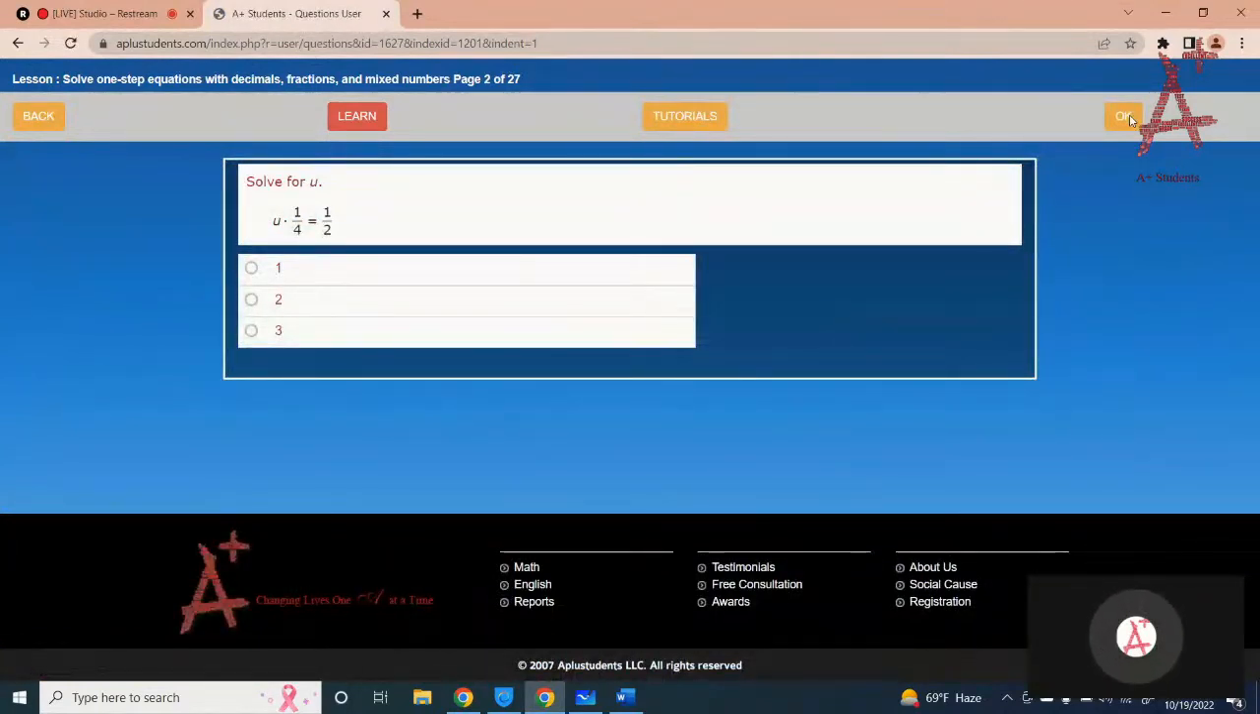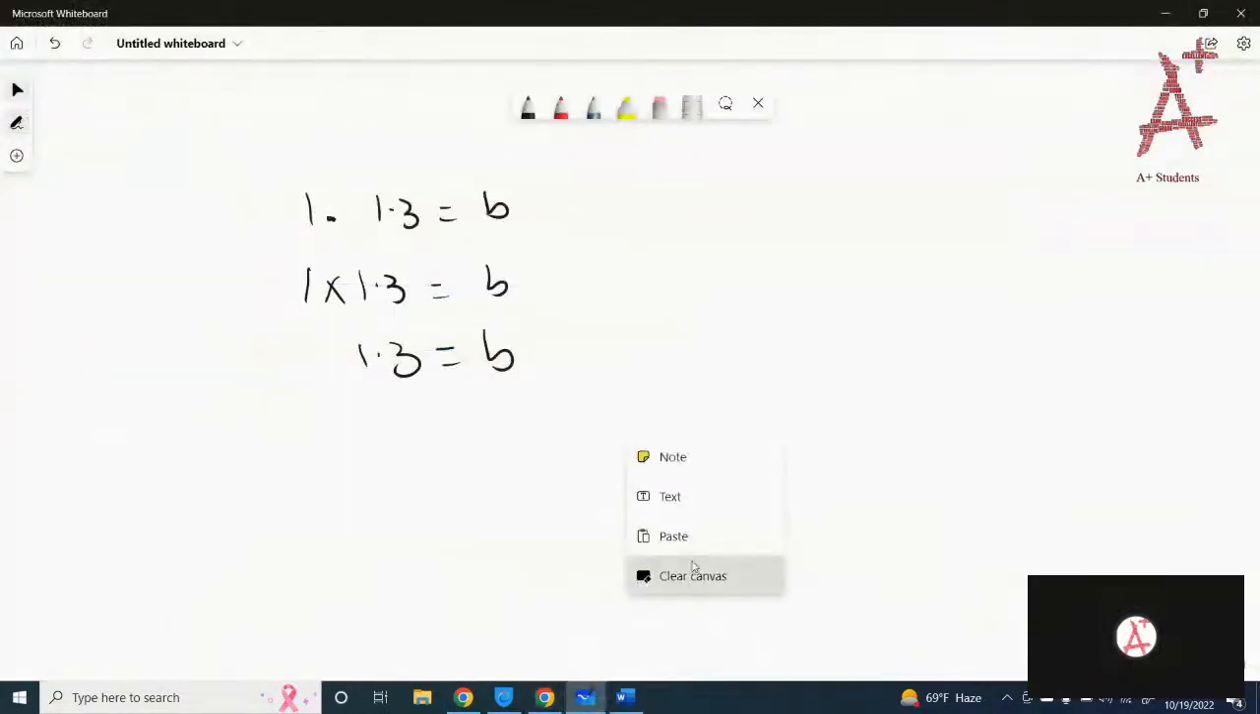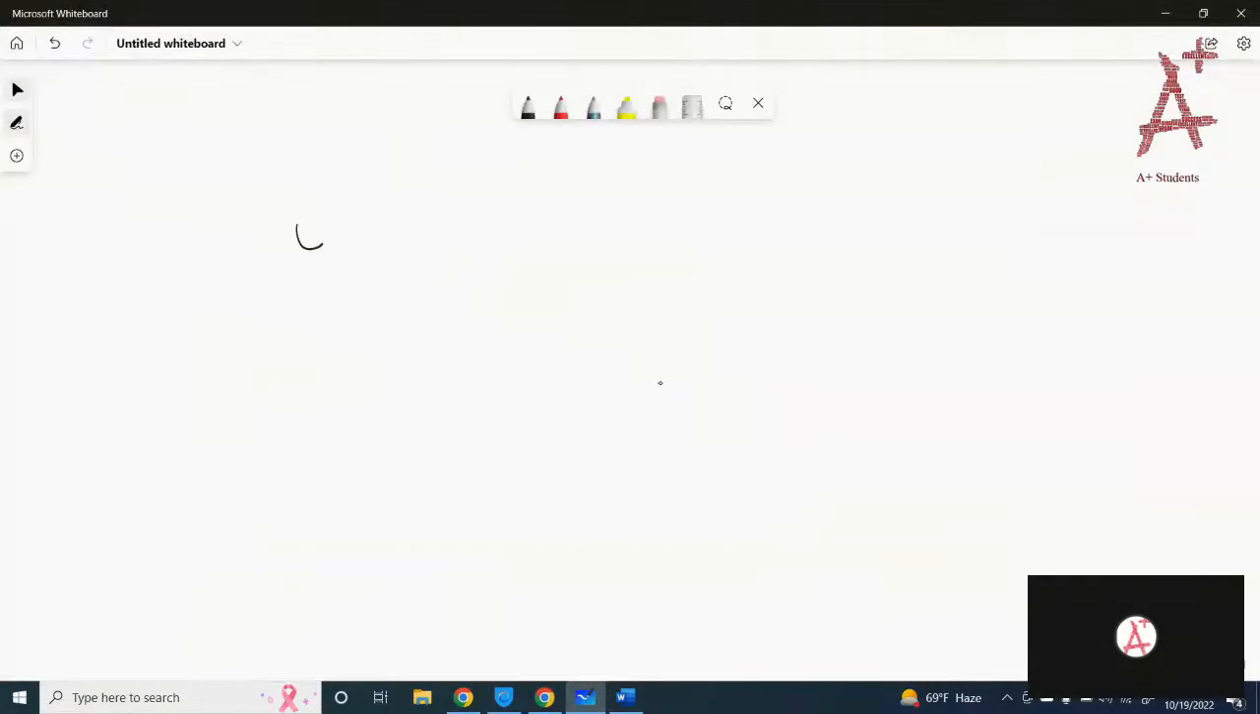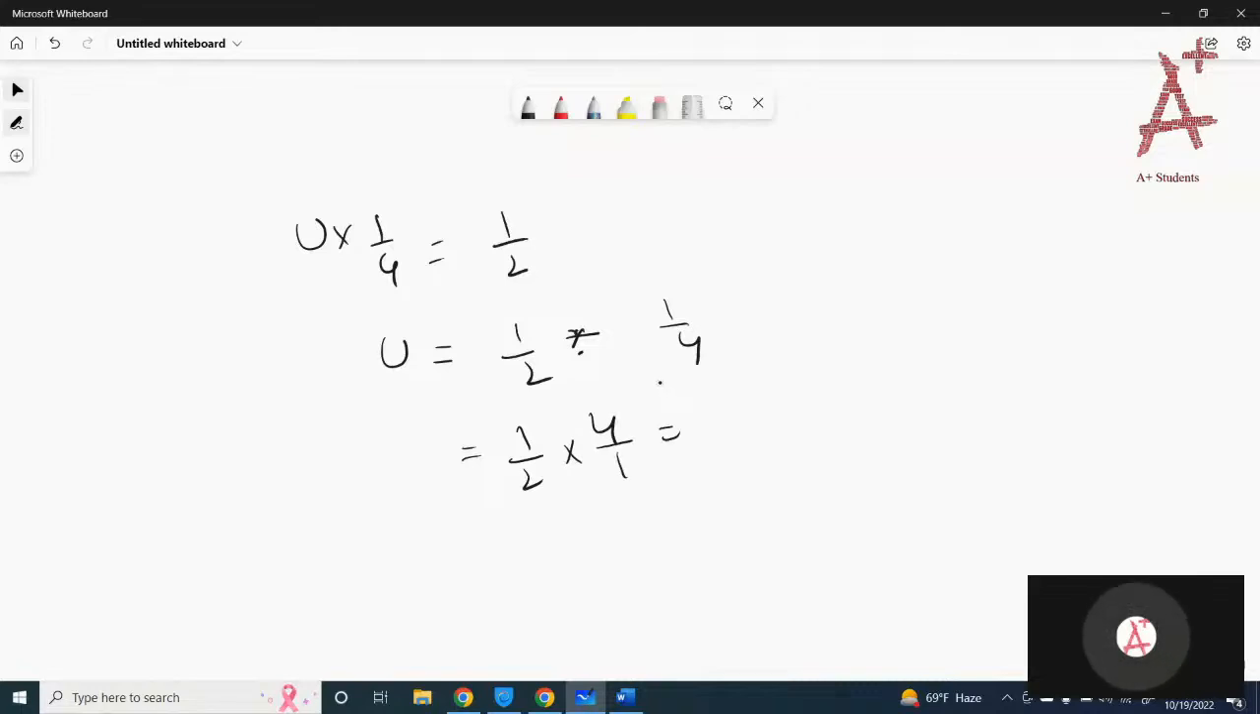Okay, u times 1 by 4 equals half. So you need to shift that 1 by 4 to the other side. They are multiplying, so when you shift to the other side, it would be divided. So u equals 1 by 2 divided by 1 over 4. Convert that division sign to multiplication and take the reciprocal of the term. Reciprocal means you need to swap the numerator and denominator.